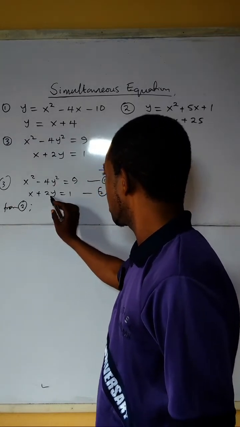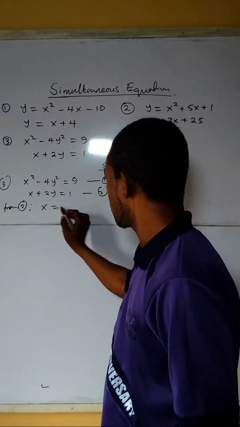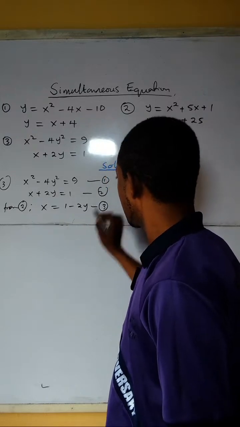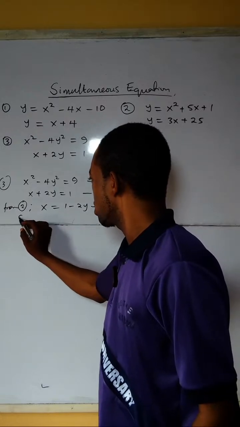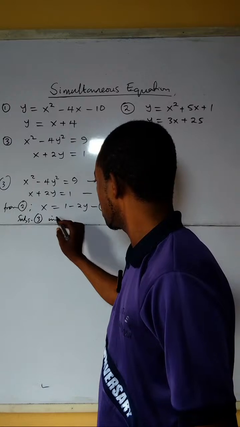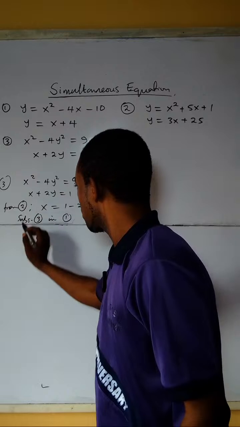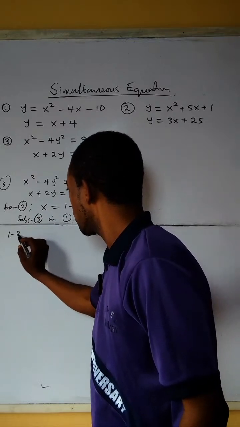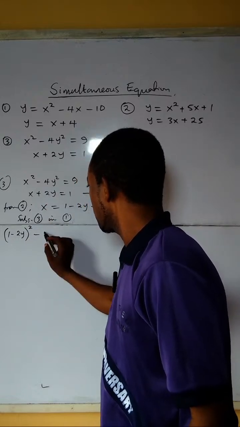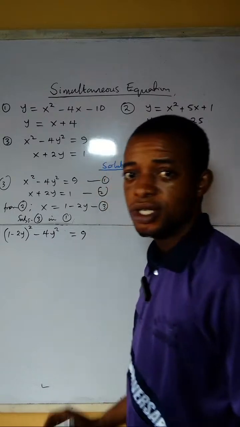That is, taking 2y to the right hand side becomes minus. So this becomes x equals to 1 minus 2y, and we call this equation 3. Now substitute equation 3 in equation 1. Equation 1 here becomes x squared, which is now 1 minus 2y all squared, then minus 4y squared equals to 9 on this side.